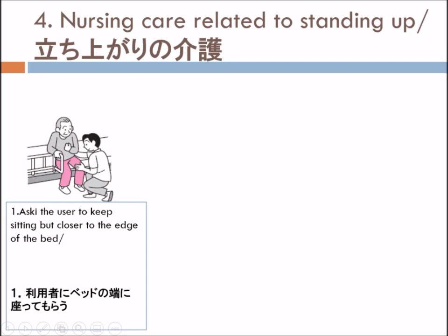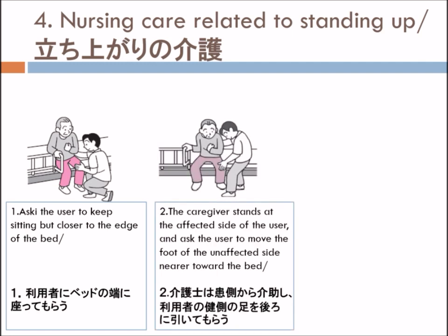1. Ask the user to keep sitting, but closer to the edge of the bed. 2. The caregiver stands at the affected side of the user and asks the user to move the foot of the affected side nearer toward the bed. This is to put the weight on the user's leg of the unaffected side when the user stands up.